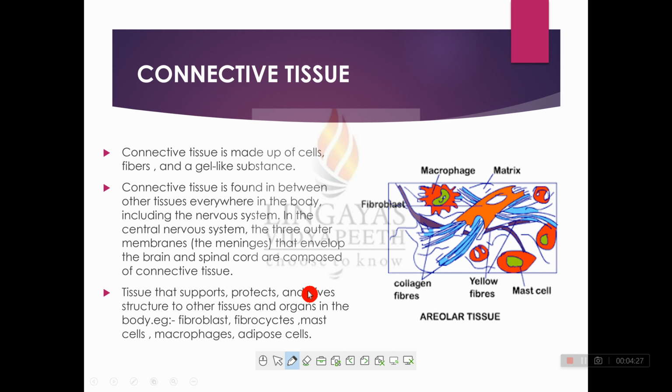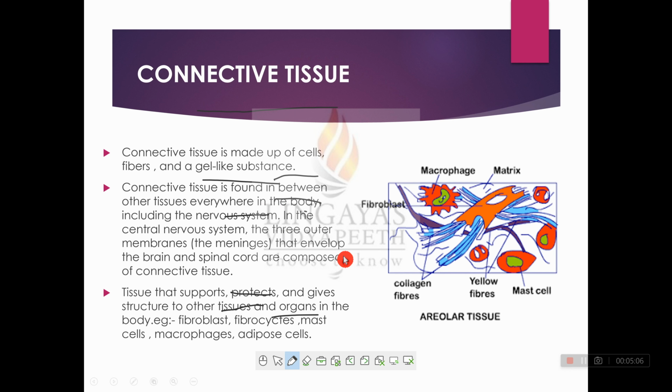Alright, moving on. Now talking about connective tissues, what is connective tissue? Connective tissue is made up of cells, fibers and a gel-like substance. As the name implies, it binds the cells and organs of the body together and functions in the protection, support and integration of all parts of the body. It is found between other tissues everywhere in the body, including the nervous system.